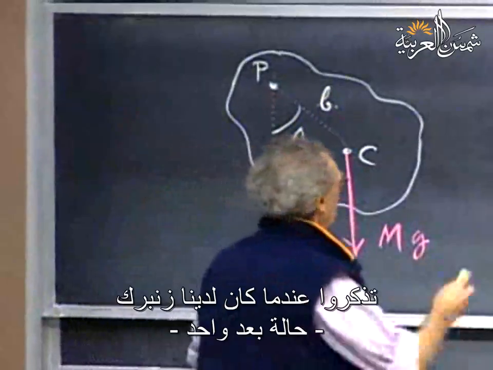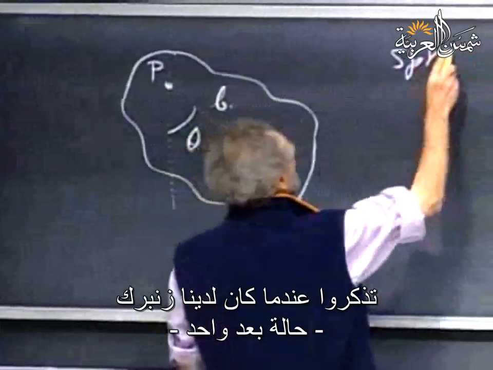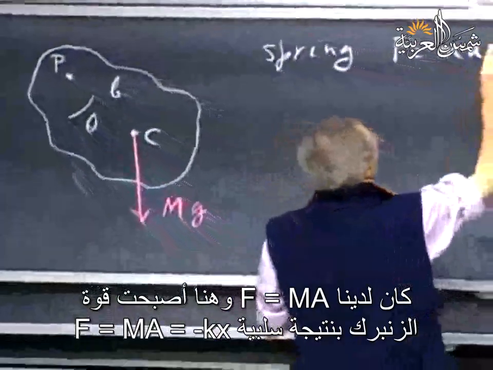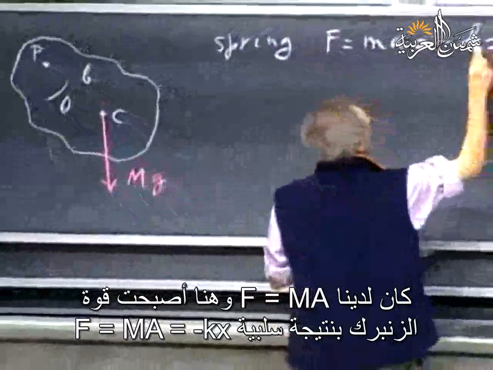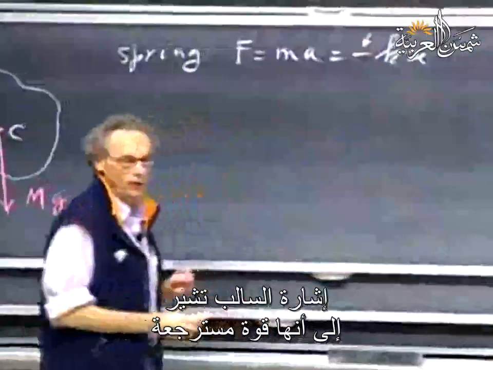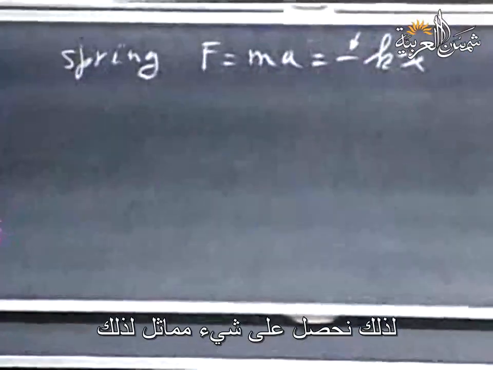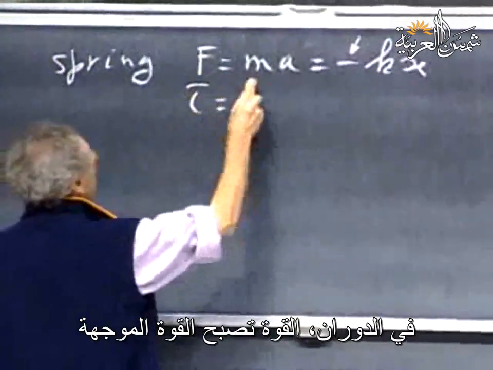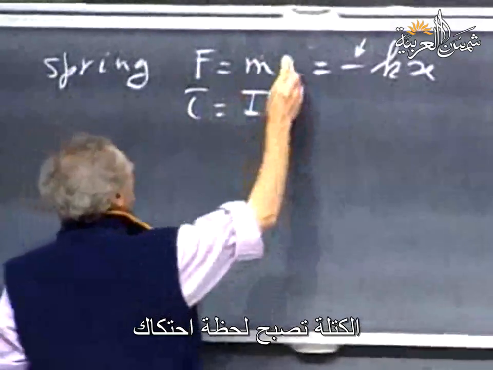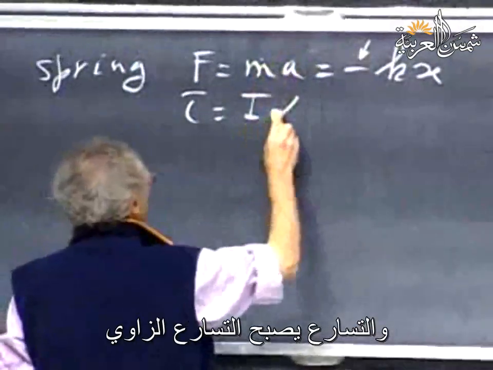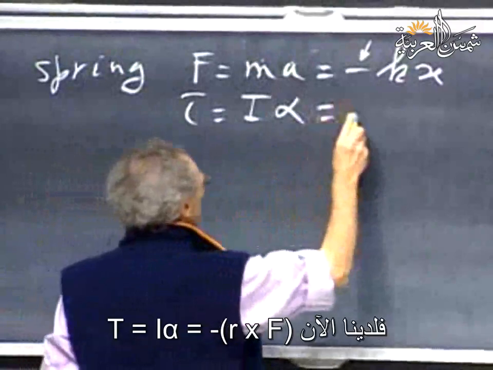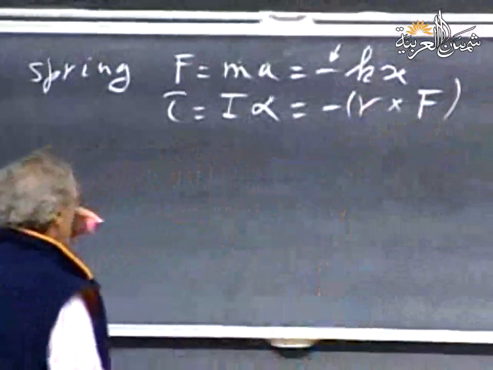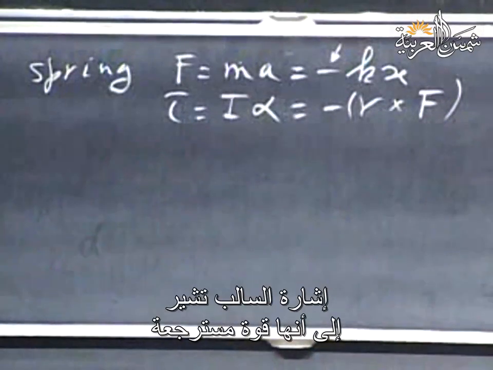Remember when we had a spring, just a one-dimensional case, we had F equals ma, and therefore the spring became minus kx, and the minus sign indicates that it's a restoring force. So we now get something very similar. In rotation, force becomes torque, mass becomes moment of inertia, and acceleration becomes angular acceleration. So now we have minus r cross F. And the minus sign indicates that it is restoring.